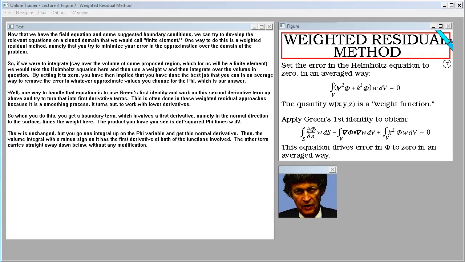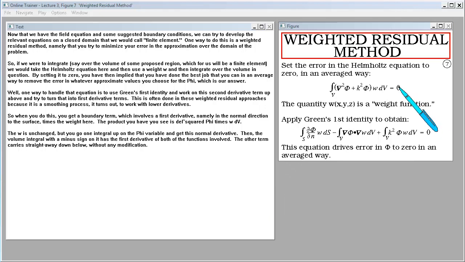Now that we have the field equation and some suggested boundary conditions, we can try to develop the relevant equations on a closed domain that we would call a finite element. And one way to do this is a weighted residual method, namely that you try to minimize the error in your approximation over the domain of the problem. So if we were to integrate, say, over the volume of some proposed region, which for us will be a finite element, we would take the Helmholtz equation here and then use a weight W and then integrate over the volume in question. By setting that to zero, you've then implied that you've done the best job you can in an average way to remove the error in whatever approximate values you choose for the phi, which is our answer.